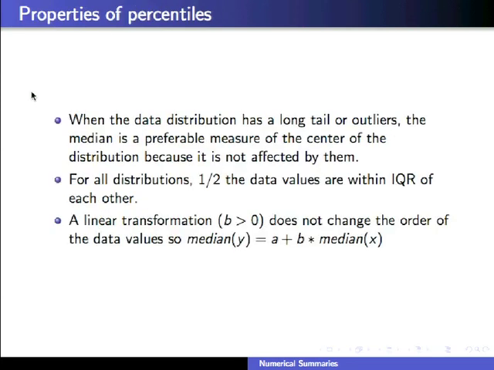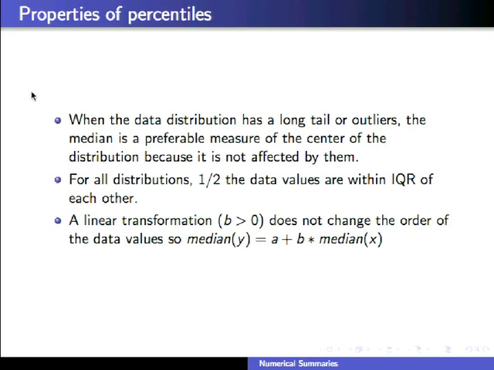A couple of properties of percentiles. When the data has some outliers or some really long tail, remember the median's based on the ordering of the observations. So if I tack on some really large values, or if I pull them out, that's not changing where the middle is. And so the median is quite robust against large values as outliers or a really long tail. For all distributions, half the data values are within the IQR of each other. That's what I just said on the previous slide.